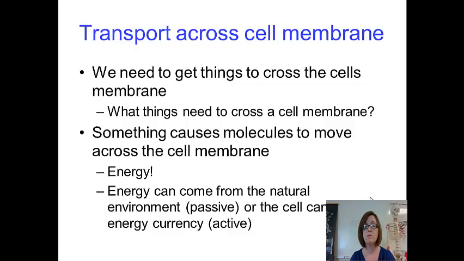Water, food such as glucose, oxygen for the process of aerobic respiration to make ATP. Right, we need to get lots of things into the cell. We need to get wastes out, like carbon dioxide and acids.